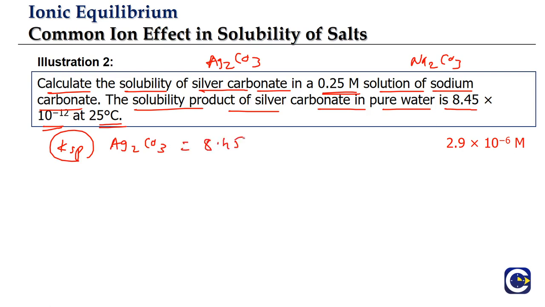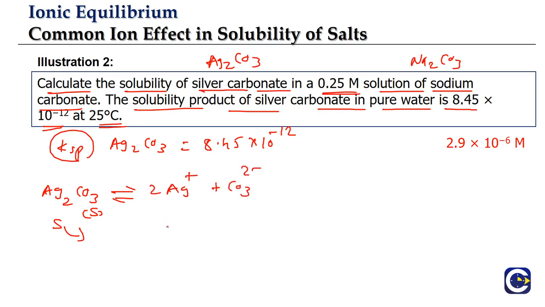8.45 into 10 power minus 12. This is going to be as it is. Now if you look at the dissolving of silver carbonate, what we'll see, if S is the molar solubility, it is going to give us 2 Ag plus ions and CO3 2 minus ions.